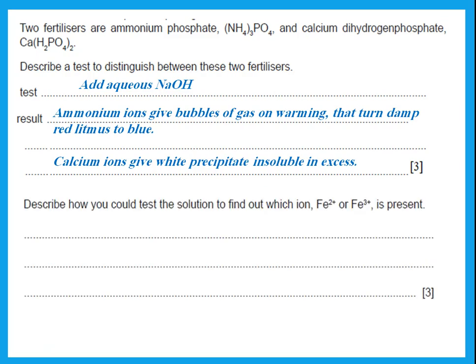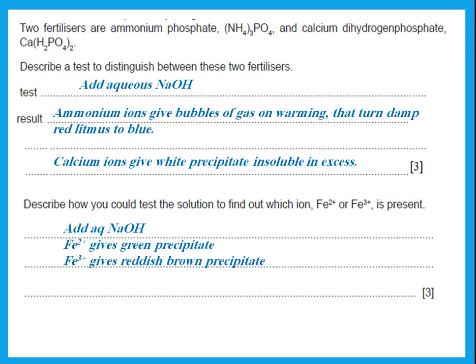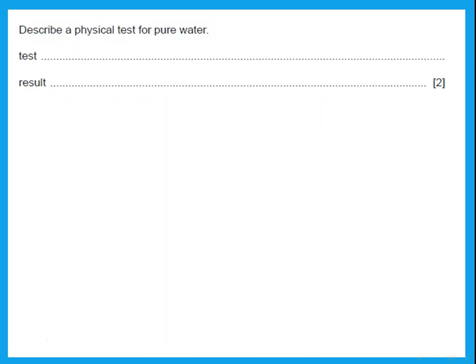Okay? Describe how you could test the solution to find out which ion, ion 2 or ion 3, is present. What is the test that I could use to distinguish between them? Add aqueous sodium hydroxide. And then you tell me, with each of them, what should I get? With ion 2 plus, I get green precipitate. Ion 3 plus gives reddish brown precipitate.